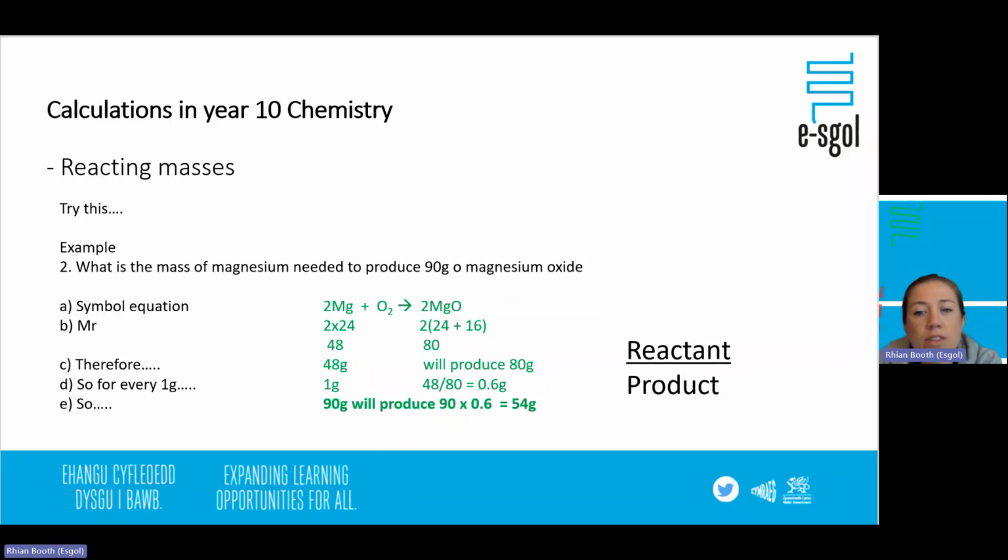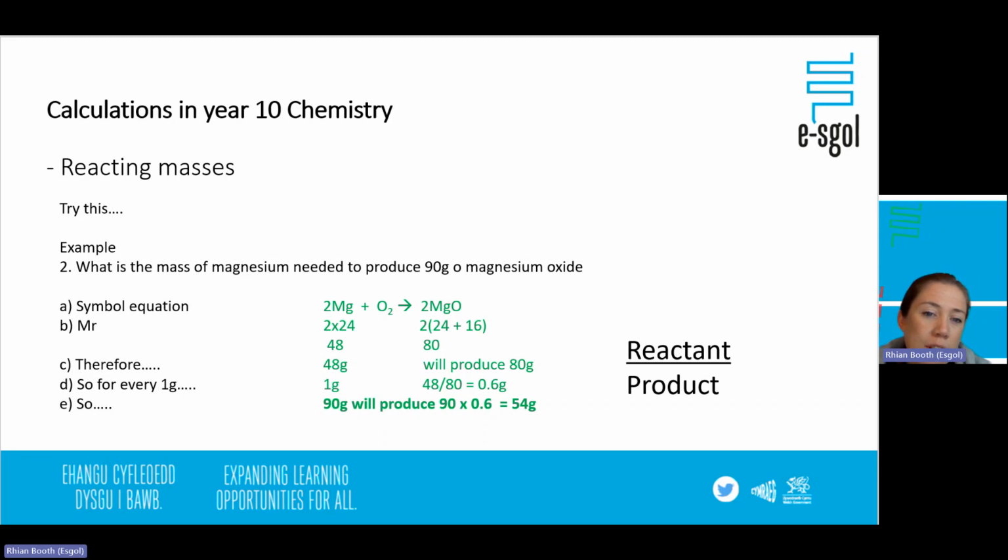Great. However, it's not very useful. We need it to 1 gram in order to make it easier to use. So for every 1 gram of magnesium, okay, what we're going to do this time is we're going to divide the reactants over the product, because we want to calculate the mass of the reactant this time. So 48 divided by 80 gives you 0.6, okay? And therefore 90 grams will produce 90 times 0.6, which is 54 grams of magnesium, okay?